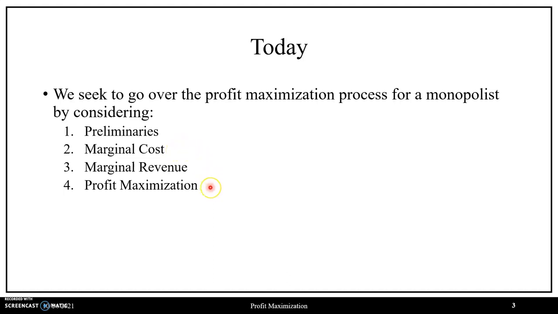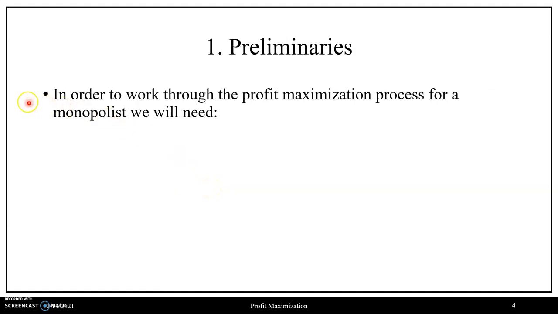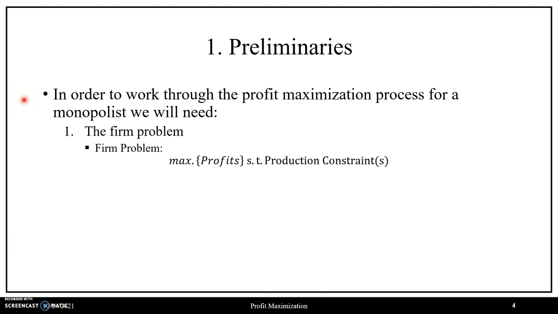and then conclude with the profit maximization process itself. Beginning with our preliminaries, in order to work through the profit maximization process for a monopolist, we will need two items. The first is the firm problem, in that firms maximize profits subject to the production constraints. This allows us to see how firms produce goods and services using their factors of production, as well as how they incur costs, generate revenue, and price their goods or services.